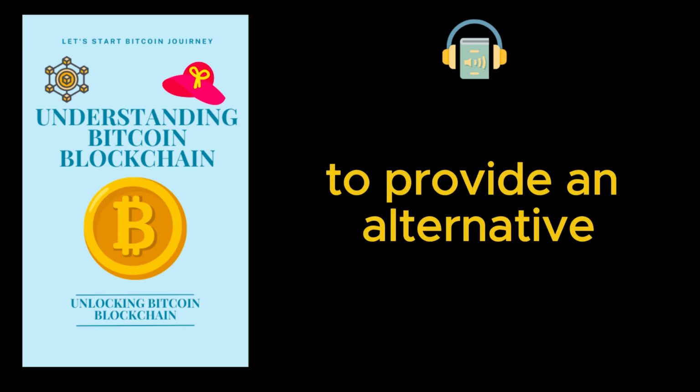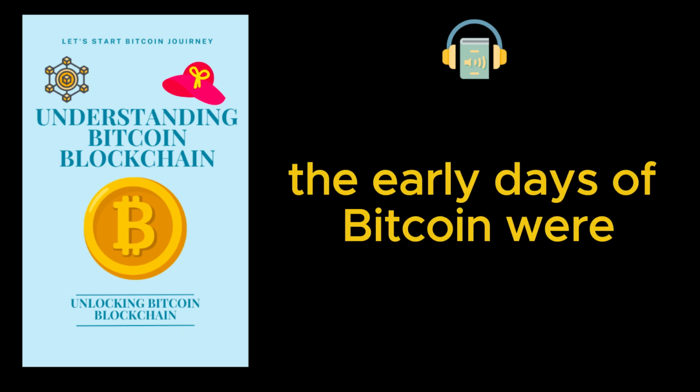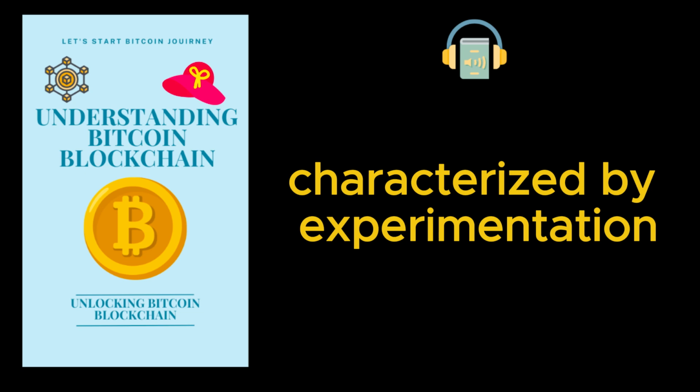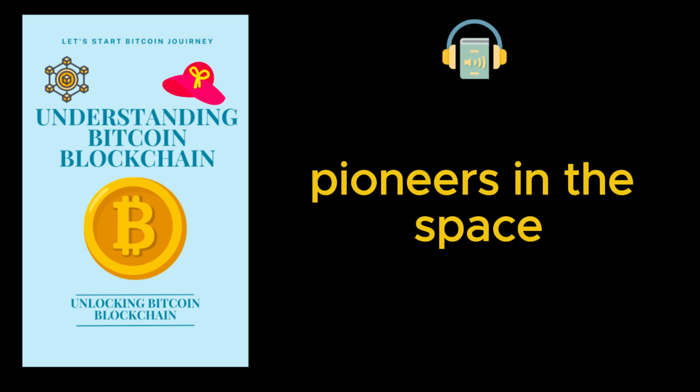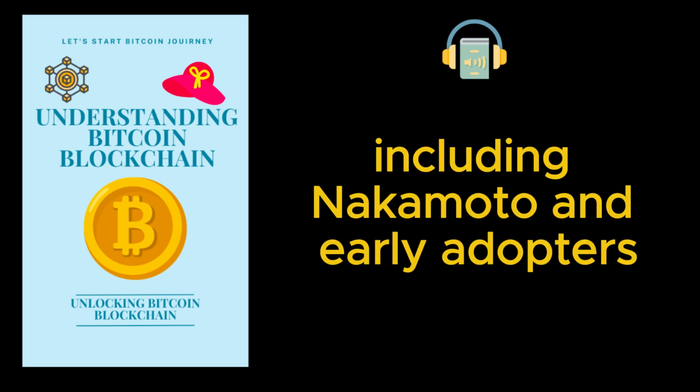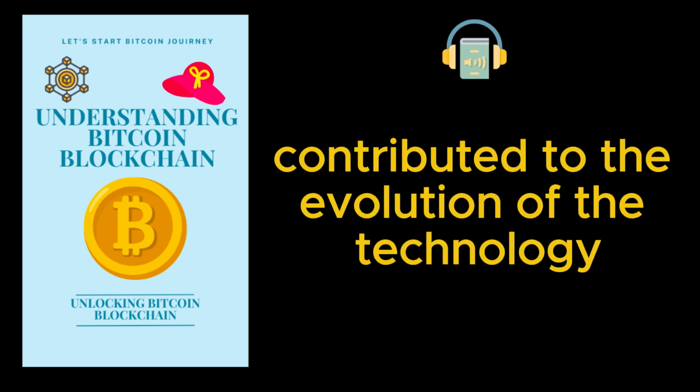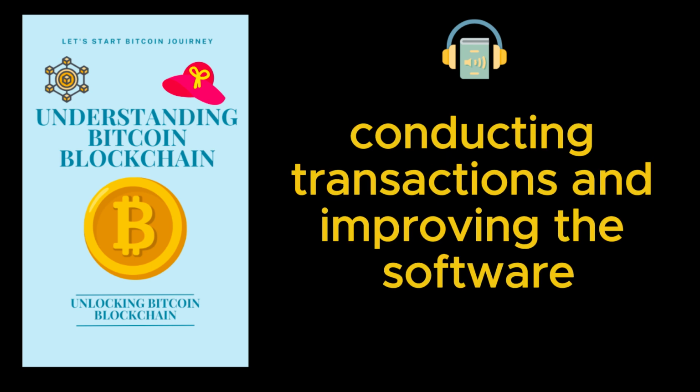The early days of Bitcoin were characterized by experimentation and development as the network and its community began to grow. Pioneers in the space, including Nakamoto and early adopters, contributed to the evolution of the technology by mining new blocks, conducting transactions, and improving the software.